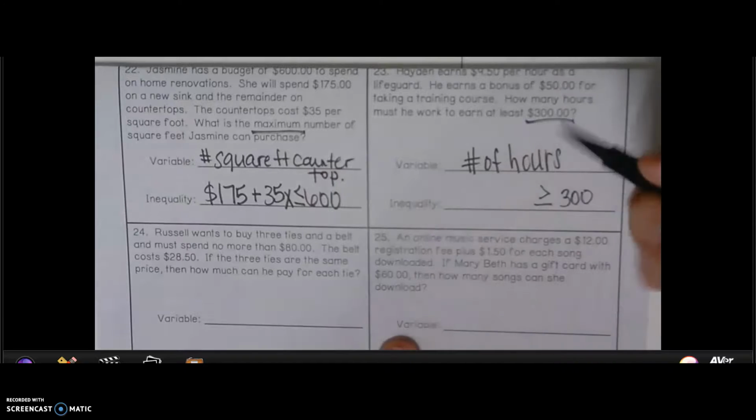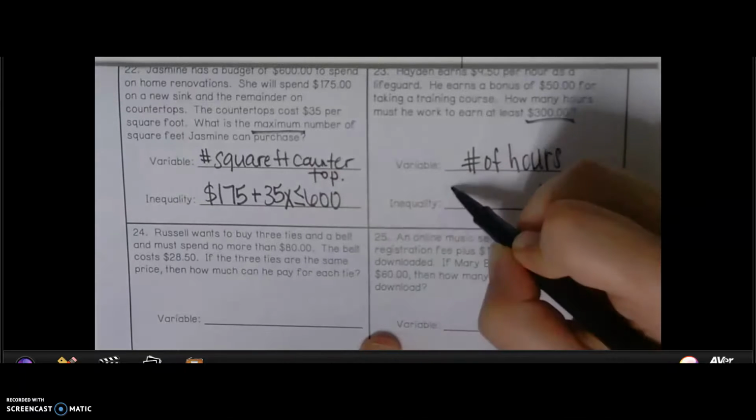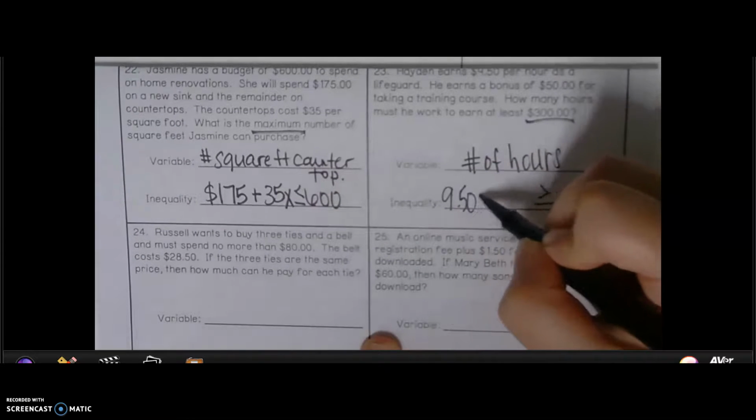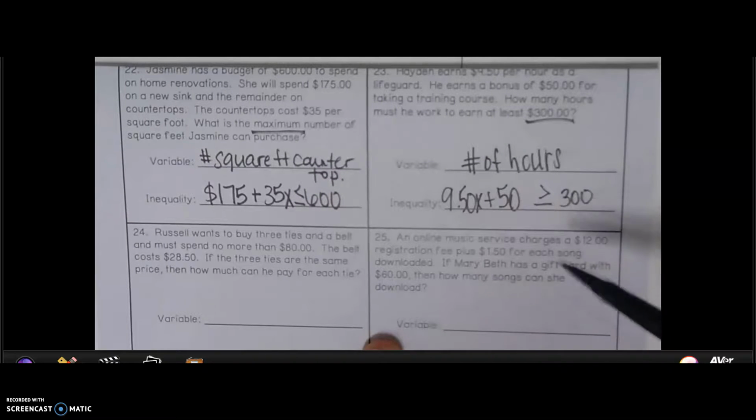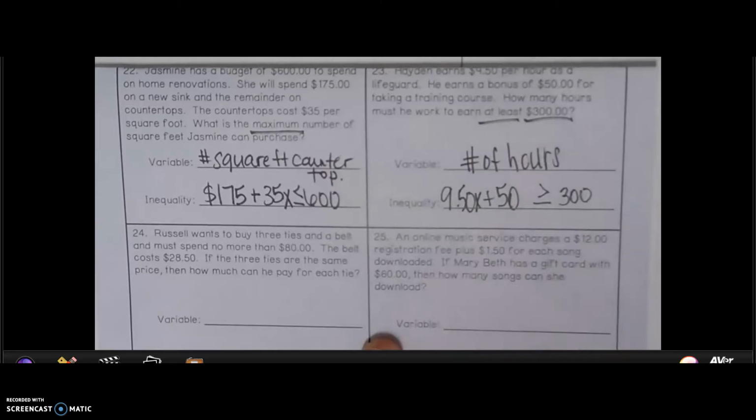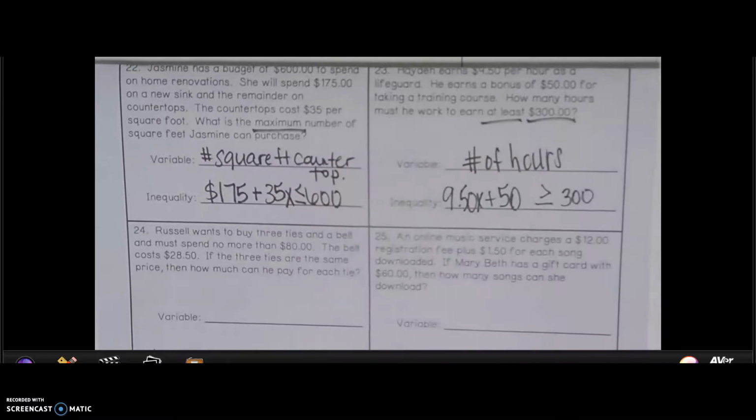Now we also know he earns $9.50 per hour plus $50 for that training course. Okay. That would be greater than or equal to 300 because we see that word at least. So $9.50x plus $50 is greater than or equal to 300.